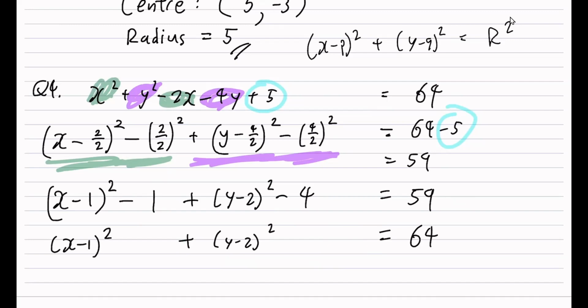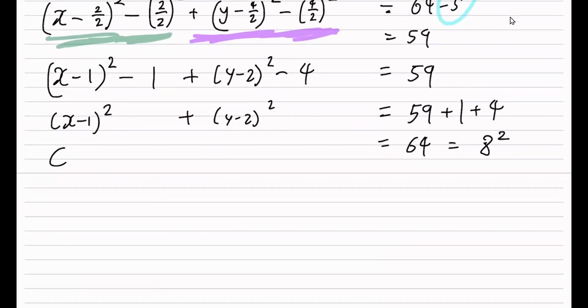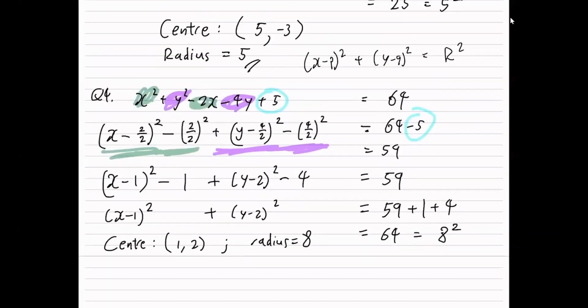Maybe I should show the working first, in case you are confused. 59 plus 1 plus 4. For now you can remember, but maybe 1 week later you forget, so I'll just write down the working. Then equals 8 square. So what's the center? What's the radius now? 1, 2, and then radius 8. Yep, exactly. Easy? Good.